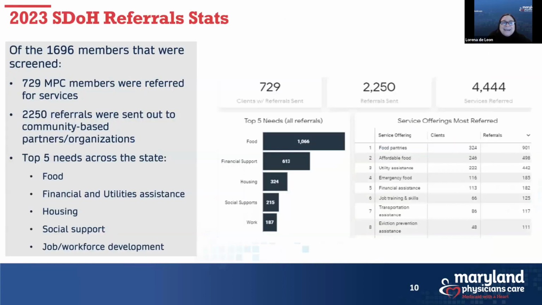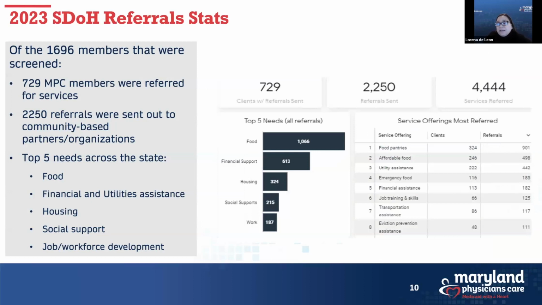Sorry. Perfect. And so this gives you a view of the top needs that we've seen across our referrals. We referred 729 clients. Of those that have been screened, about 1,700 had been screened, 729 had been referred out, and you can see the number of services that they were referred out for. Most people have multiple needs. It's not just one thing, right?